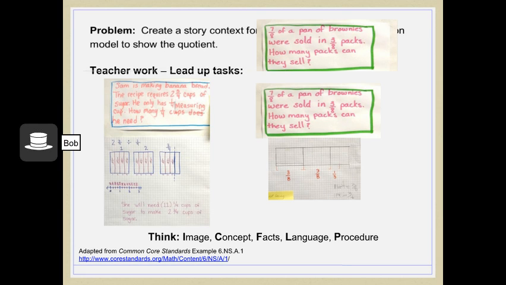As I mentioned, a full understanding of 2/3 divided by 3/4, or dividing a fraction by a fraction, is quite complex. So it's important that you do some lead-up work towards this to understand some simpler cases. So I thought I'd show a couple of examples of lead-up tasks and some teacher work that was done for these. So here we have Sam is making banana bread.